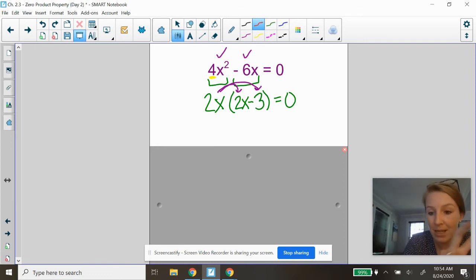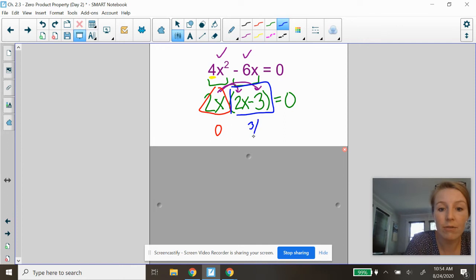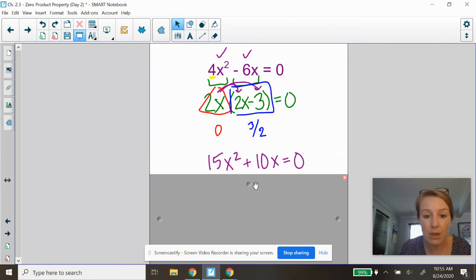Again, now I have it separated into my a times b equals 0. So my red triangle here will get me a solution of 0, and my blue box will get me a solution of 3 halves. I'd love for you to pause the video here and try this next equation on your own.